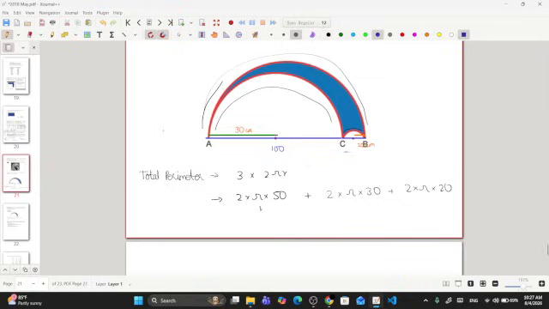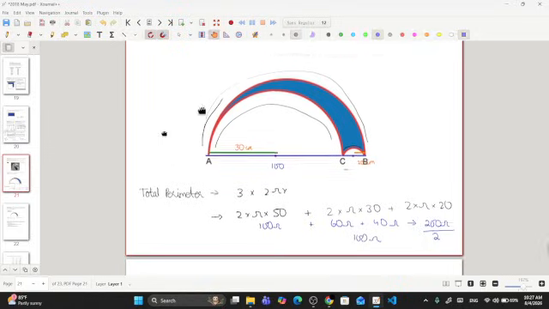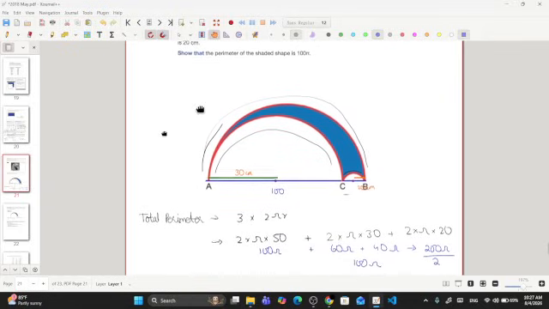So this becomes 100 pi, this becomes 60 pi, and this becomes 40 pi. All of this is equivalent to 200 pi. But that's not the final answer, right? Because we have to divide that value by 2 because this is a semicircle. So 200 pi divided by 2 gives me an answer of 100 pi, and hence that's how we calculated the perimeter of the shaded shape as 100 pi. Make sense? Yep. Okay.